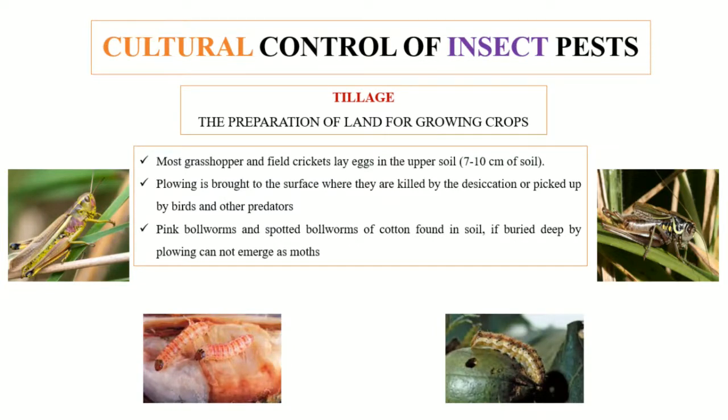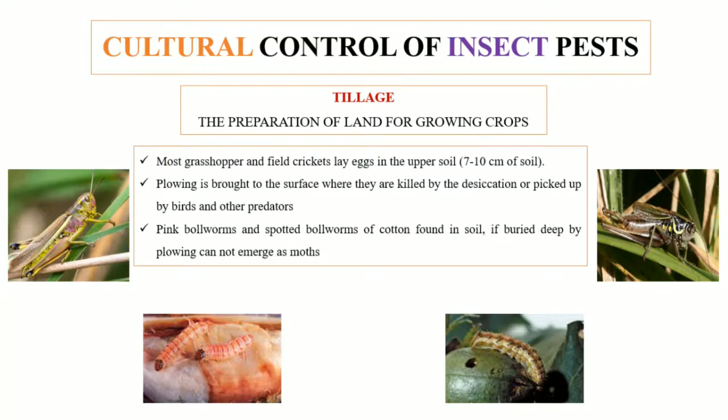These pests lay eggs in the upper layers of soil, almost 7 to 10 centimeters deep. So plowing brings the eggs of these insect pests to the surface, from where they are picked up by their predators or die of desiccation. Another example is pink bollworms and spotted bollworms. These are pests of cotton.